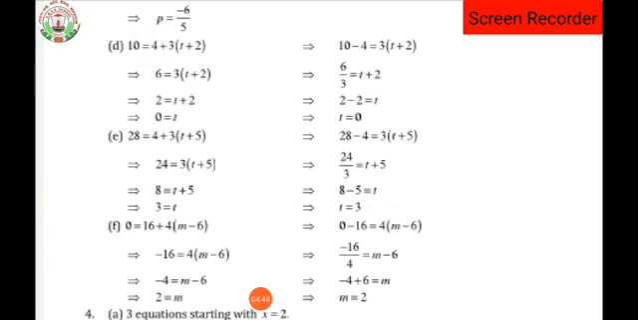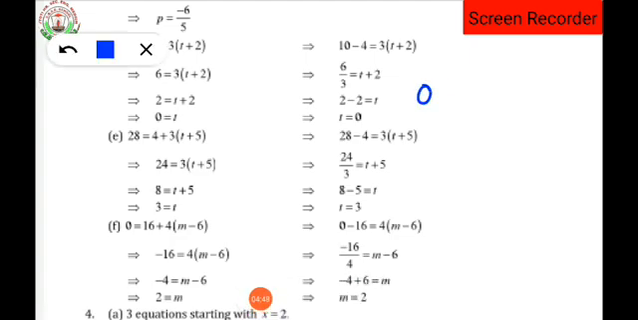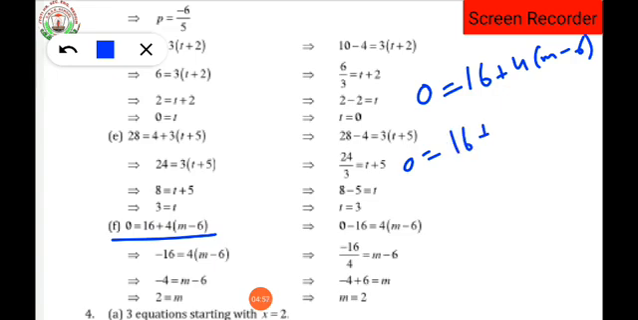Clear? Next we are having f, that is 0 is equals to 16 plus 4 into m minus 6. This is the question. So 0 is equals to 16 plus 4m minus 24, isn't it? 4 sixes are 24. Now after this, 0 is equals to 16 minus 24 plus 4m we are having.